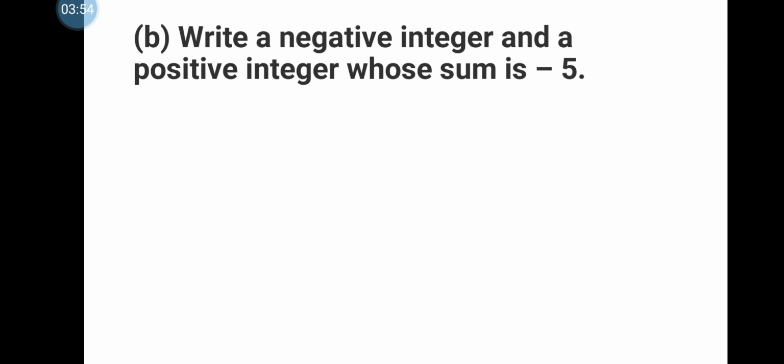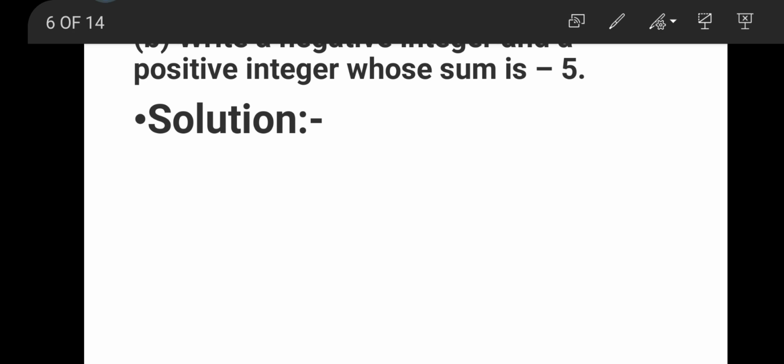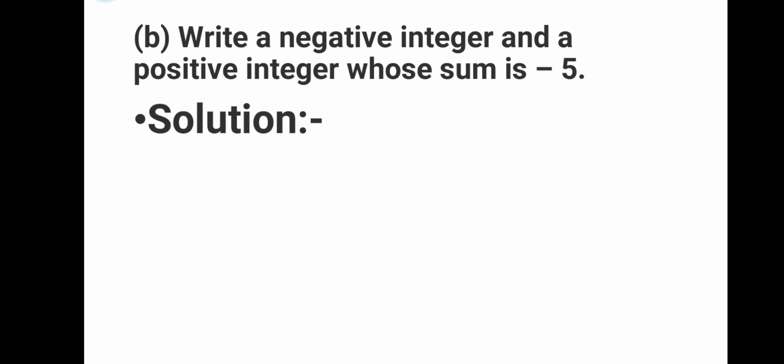Next problem, write a negative integer and a positive integer whose sum is minus 5. Solution. So we need the answer as minus 5. Let us take minus 25 and plus 20. Here also one number is negative, one number is positive, so we will subtract the numbers. 25 minus 20 is 5, and the sign of the greater number is minus. So you will get minus 5 as the answer.